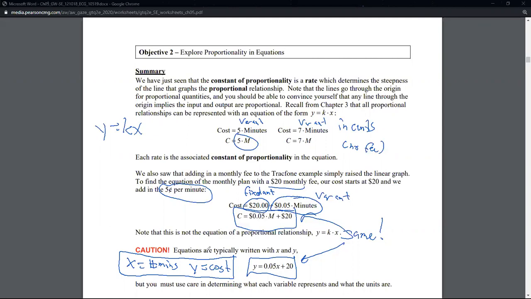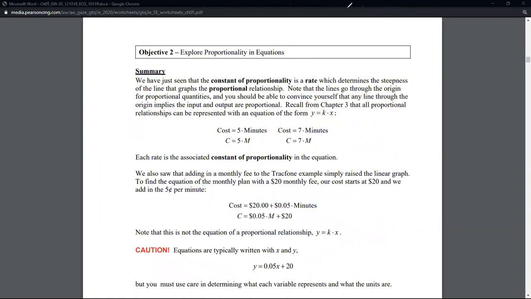Five seconds. Okay. So let us move on to the actual problems.